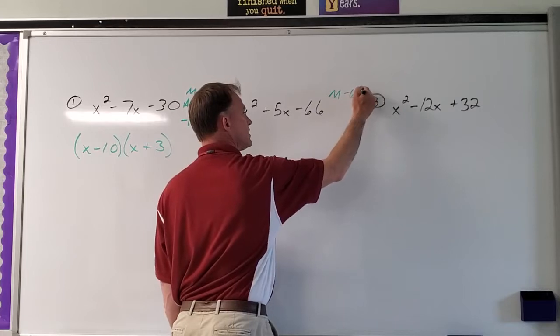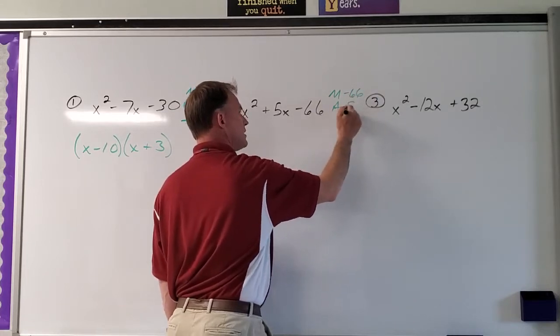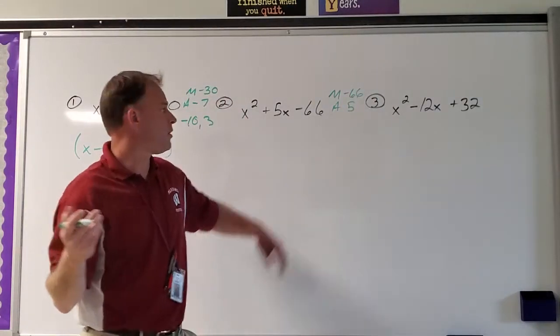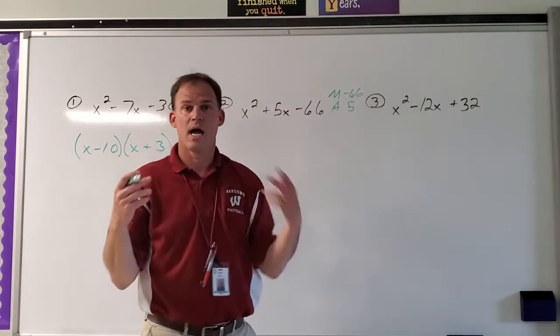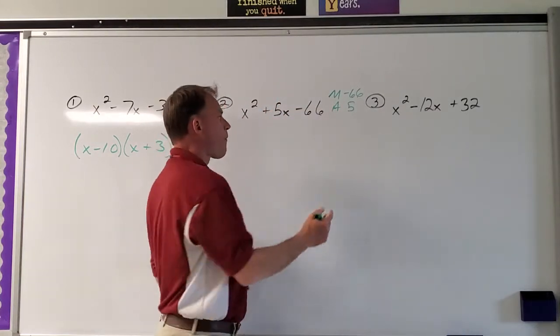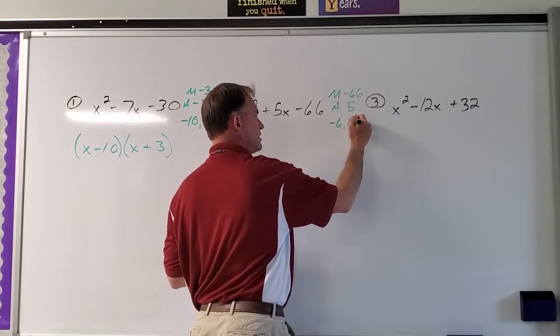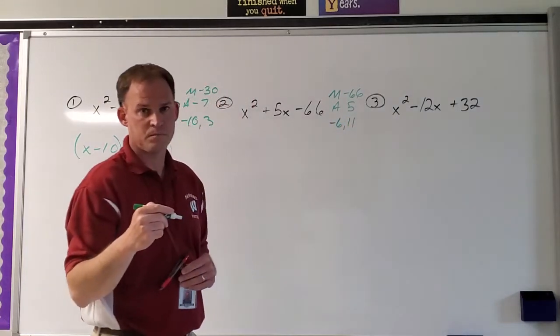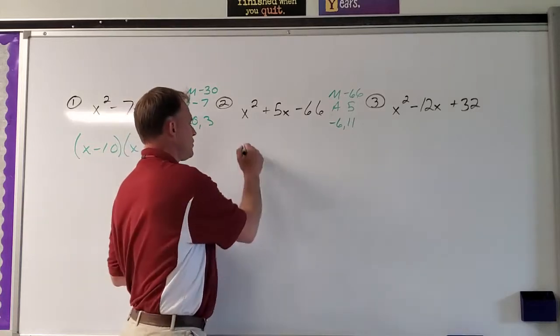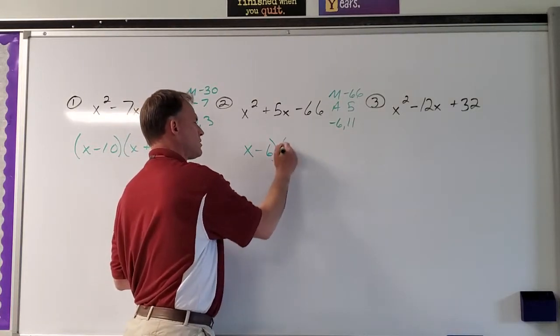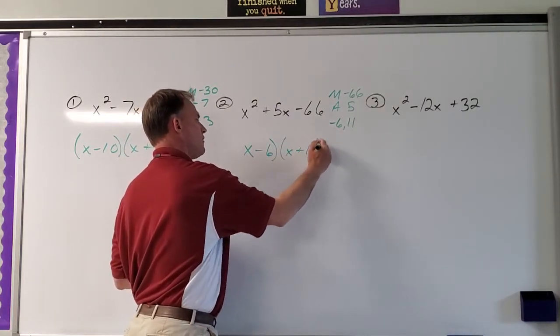Multiplies to negative 66, add to positive 5. So when it multiplies to negative 66, I know one of the two numbers is negative. I look down the list. I've got negative 6 and positive 11. All right, so there's my answers. X minus 6, x plus 11.